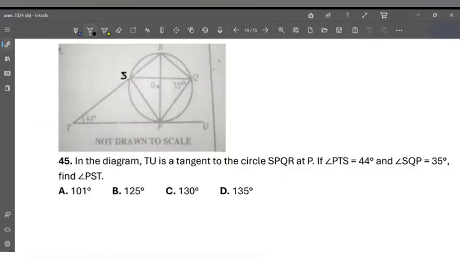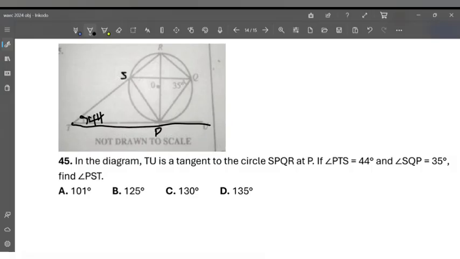Let's look at question number 45. We are given a diagram not drawn to scale, and in the diagram we are told that this TU is a tangent. This line is a tangent to the circle. This is point P. So if PTS is 44 degrees right here, I have 44 degrees here, and SQP is 35 degrees. Find PST. So what is the rule?